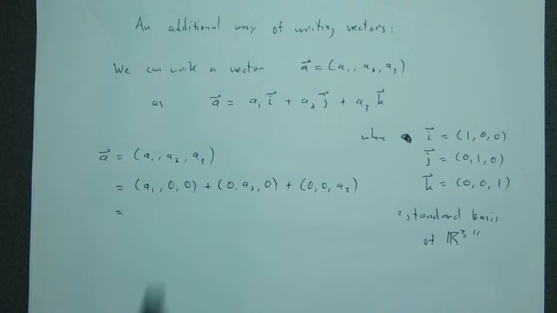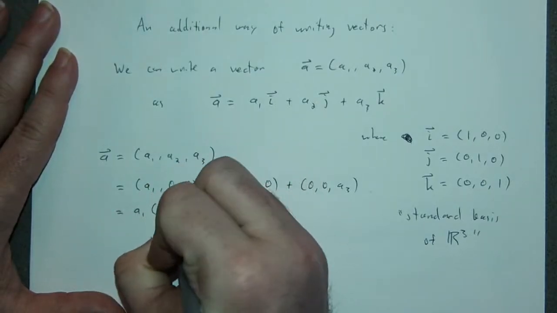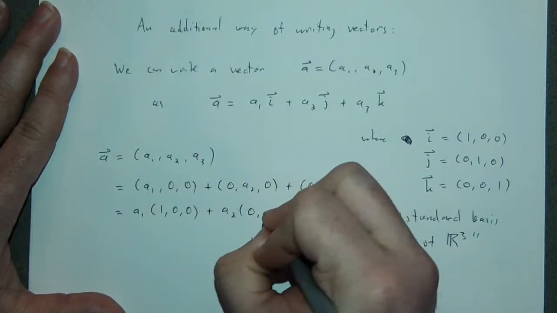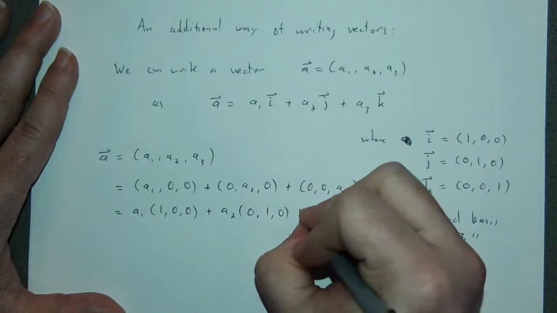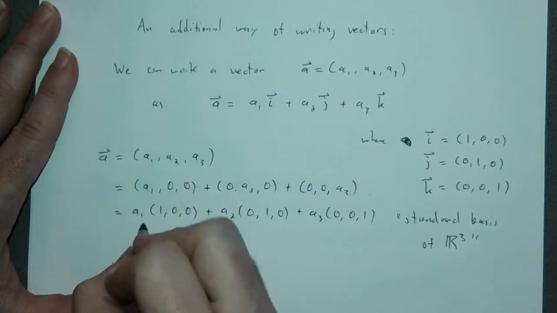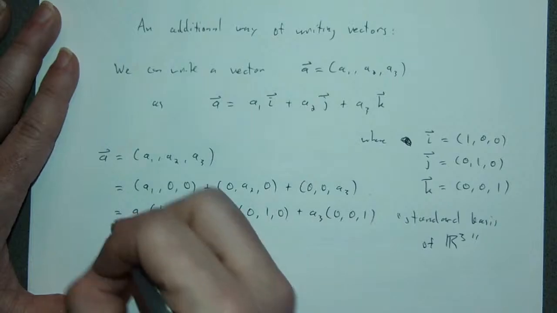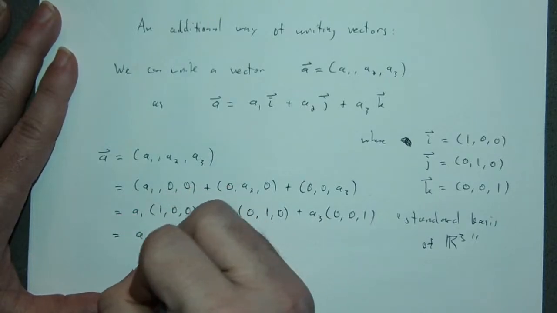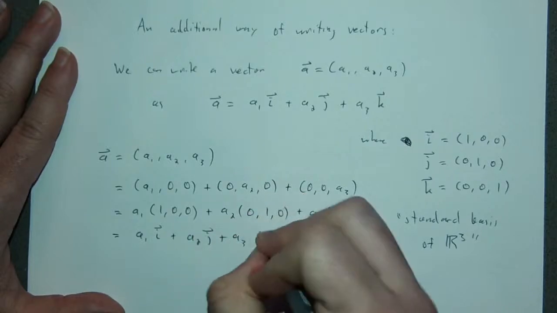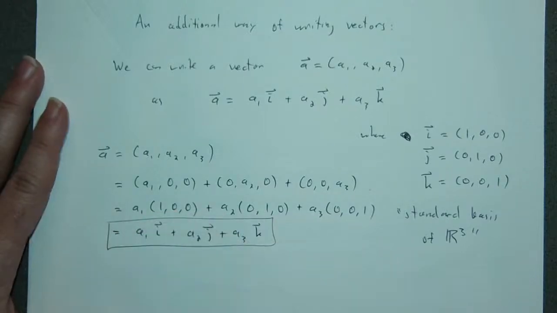I can pull this a1 out, treating it as a scalar. So this is the same thing as a1, the scalar, times the vector 1, 0, 0, plus a2 times the vector 0, 1, 0, plus a3 times the vector 0, 0, 1. But as I said, i is 1, 0, 0, j is 0, 1, 0, and k is 0, 0, 1. And so really this is just a1 times i plus a2 times j plus a3 times k. Okay, so this always works. Any vector can be written like this.